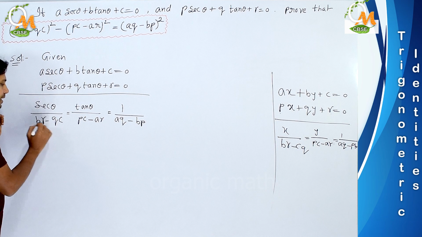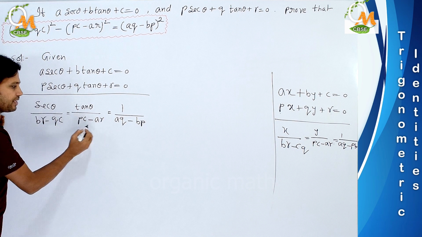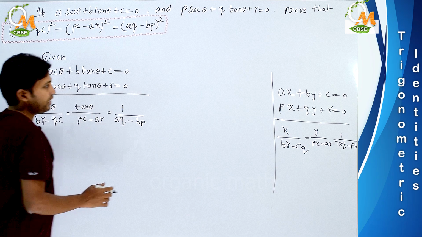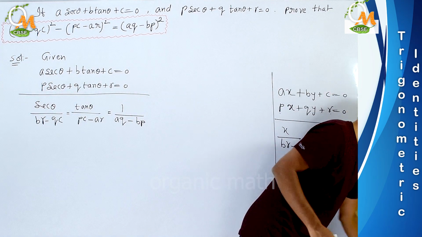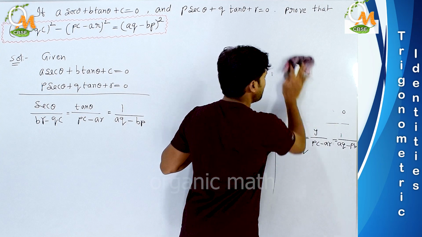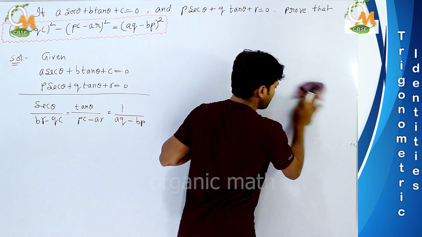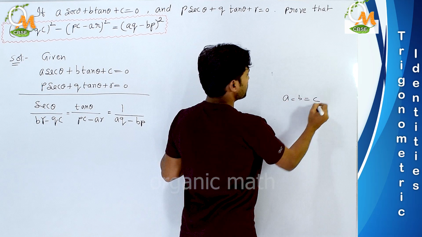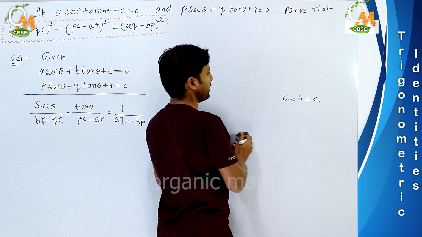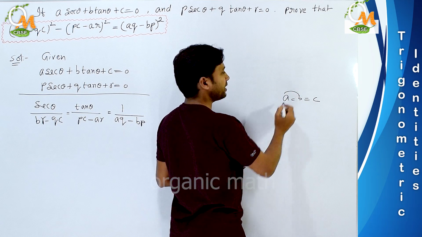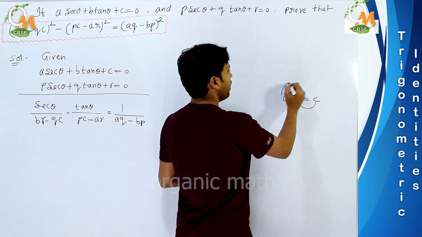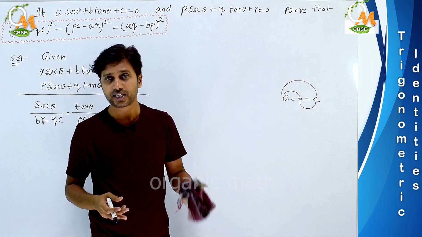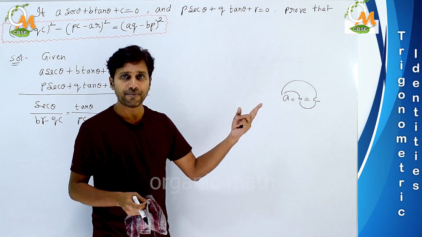Secant theta by BR minus QC equal to tan theta by PC minus AR equal to 1 by AQ minus BP. Now I'll tell you one rule here. If three numbers or three expressions are equal, that is A equal to B equal to C. If three expressions are equal, then any two of them are equal: A equal to B, or B equal to C, or A equal to C. If three different expressions are equal, then any two of them will be equal.